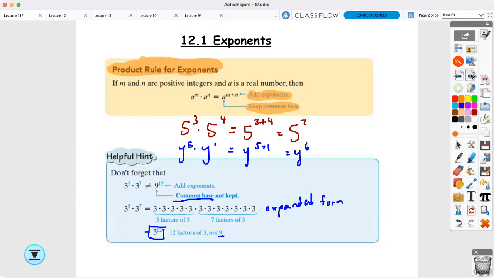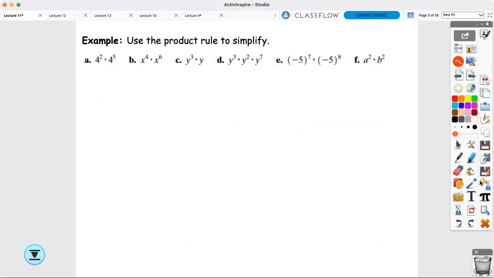All right, moving on. Here is the first example. You can write each one down if you want. We have A, B, C, D, E, F. So we're going to use the product rule to simplify. I'll give you about a minute to copy these down, and then we'll get into it.